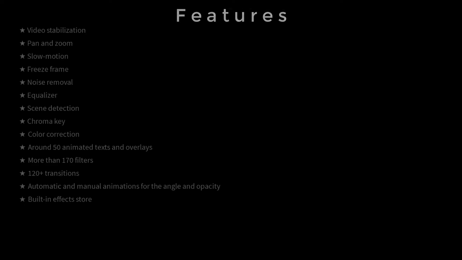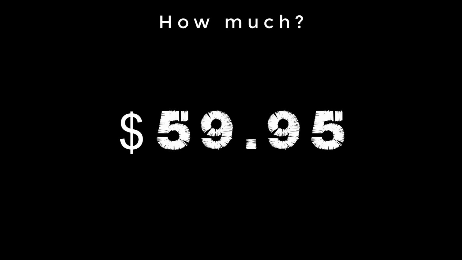Video stabilization, pan and zoom, slow motion, freeze frame, noise removal, equalizer, scene detection, chroma key, color correction, around 50 animated text and overlays, more than 170 filters, 120 plus transitions, automatic and manual animations for the angle and opacity, built-in effects store. Movavi Video Editor Plus is much cheaper than $100. You can buy it for just $59.95.